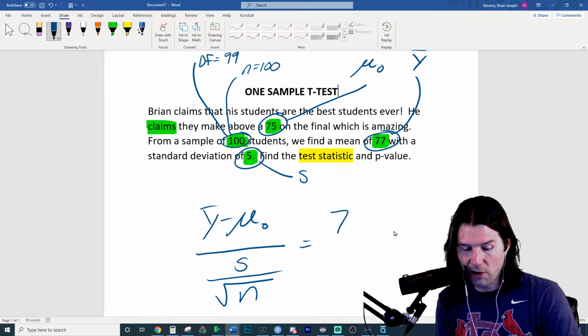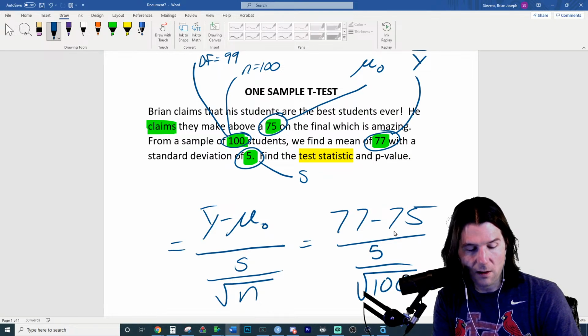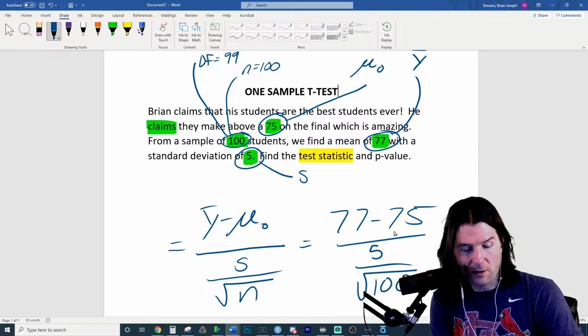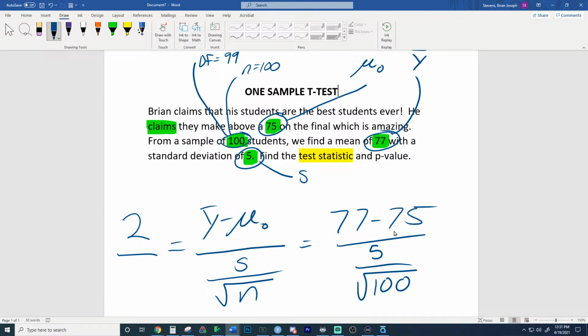Does anyone see what this will solve to? What will this solve to? Can anyone solve this? Take a moment and solve it, because if you notice, I made the square root of 100, which makes my life nice and easy. So what will this solve to? We'll put it right here. Am I blocking that? I am blocking that a little bit. What will this solve to?